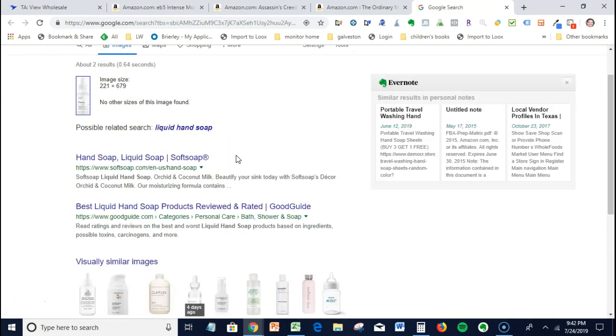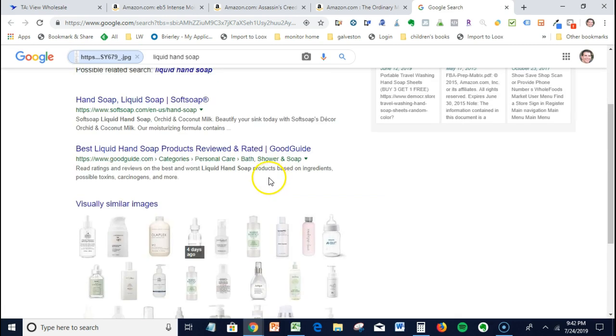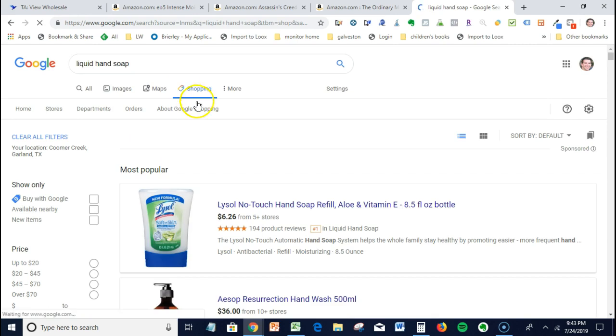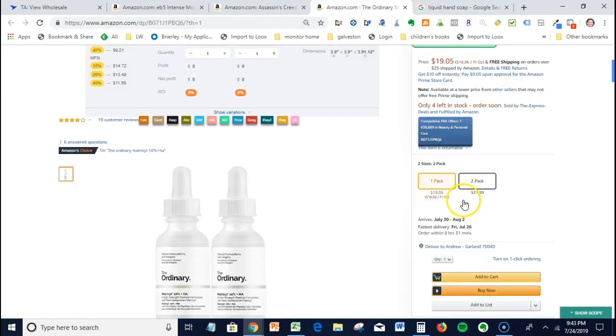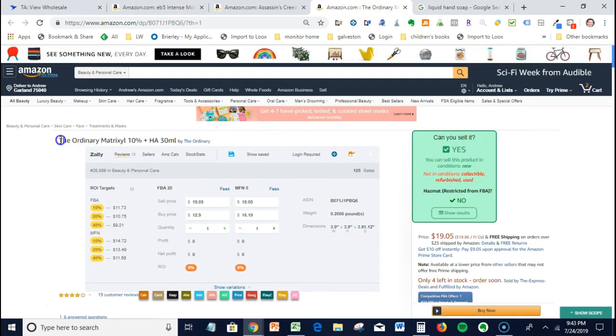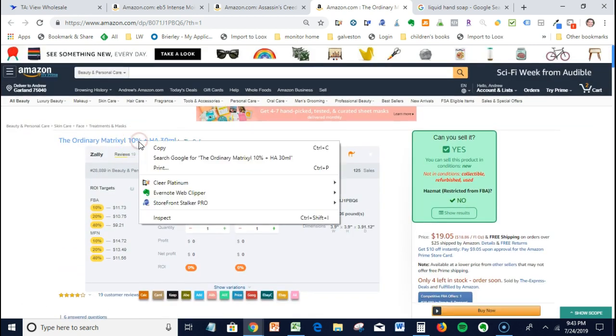One little trick here is you can search Google for an image. I do this a lot with drop shipping stuff, and Ranji knows about that. Sometimes you can find other places where this product is being sold. Nope, it's not going to work. Sometimes you can right click and it'll show you other places where it's being sold. But because this is The Ordinary, it's a very strange listing here. But let's just see if we can find this anywhere.